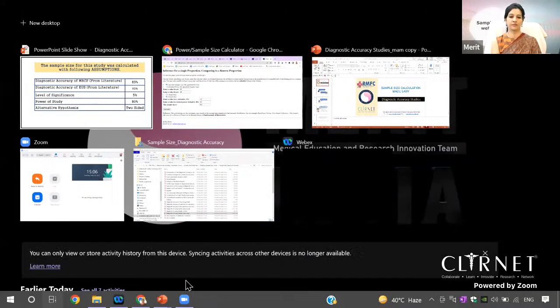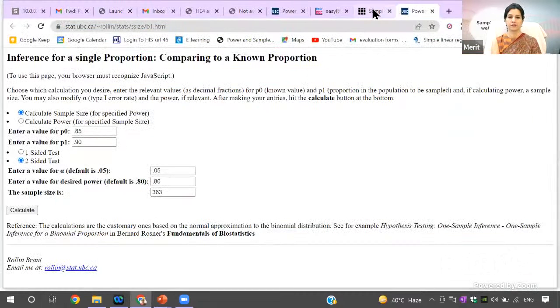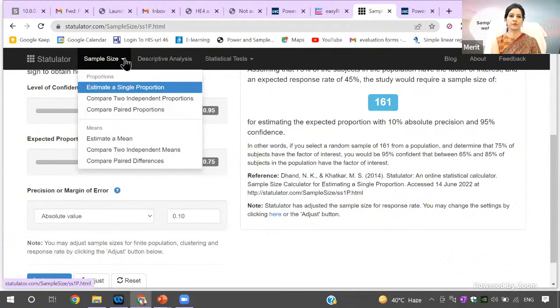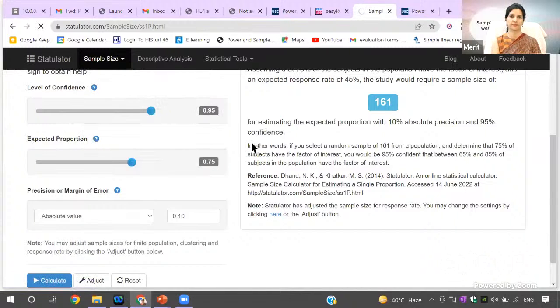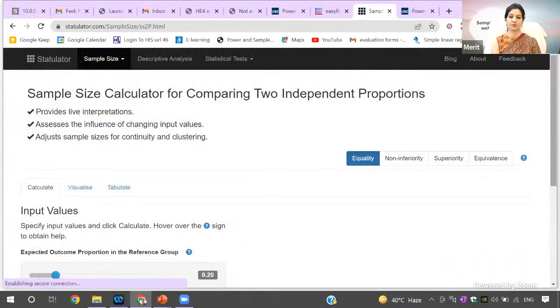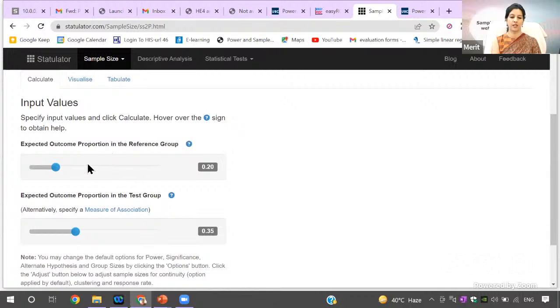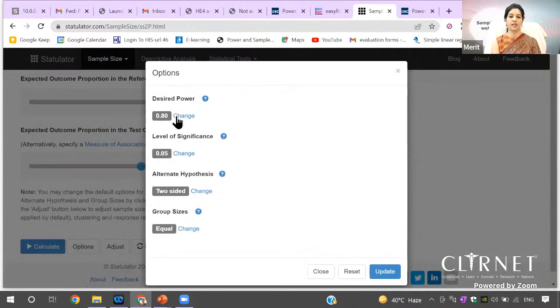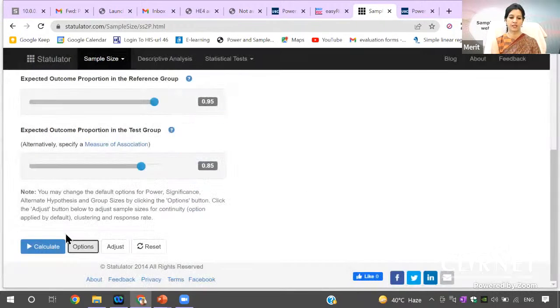So I'll go to the Statulator. In this case, from the drop-down menu, I will use the two independent proportions. In the two independent proportions, you see the expected outcome in the reference group and in the test group. So it is 0.95 in one group, and in the other group, it was 0.85. And if you don't adjust, it takes the default options as 80% power and 5%. So this is as such, and now calculate.